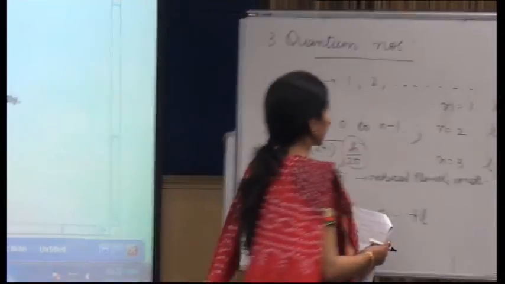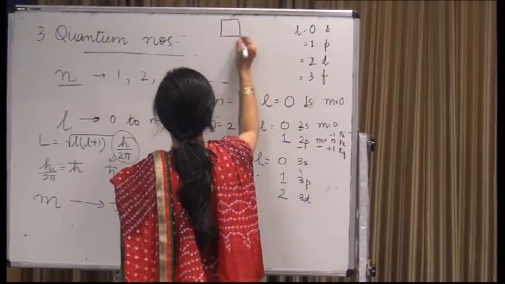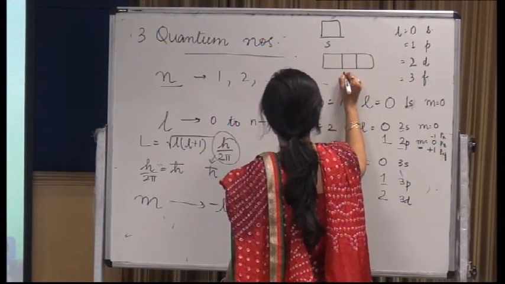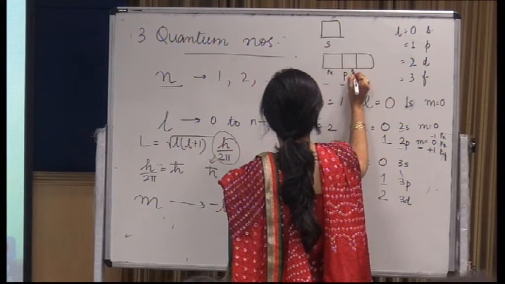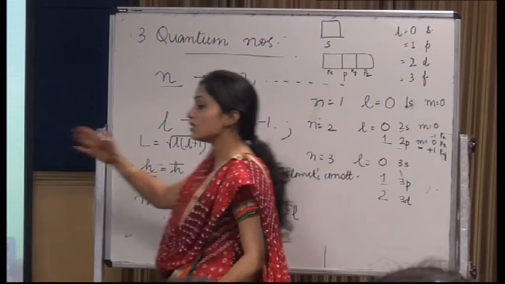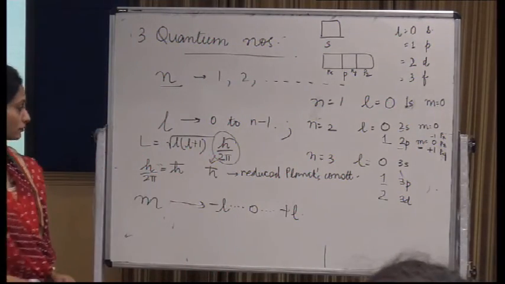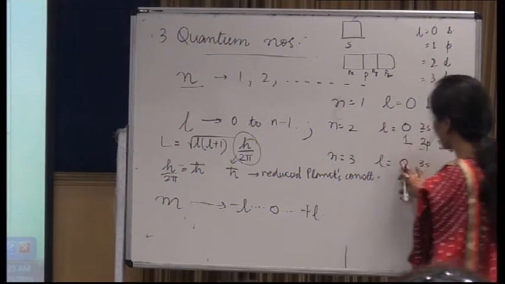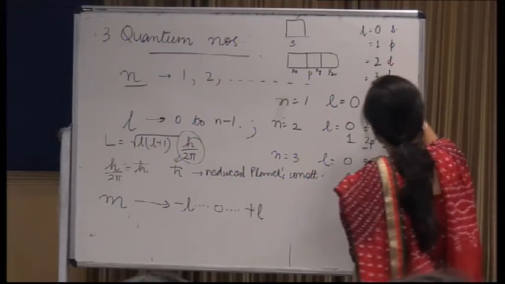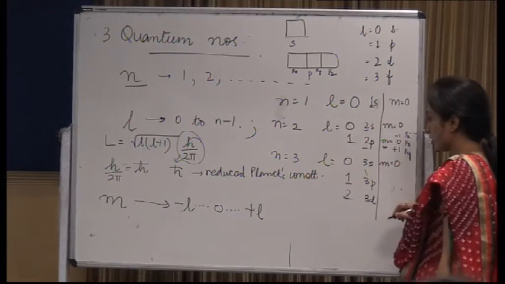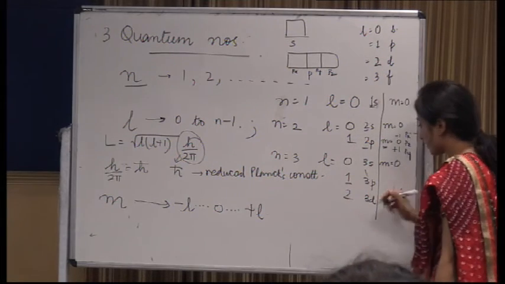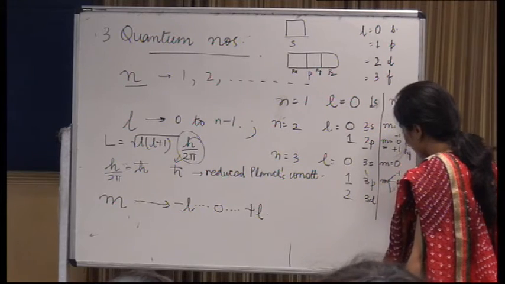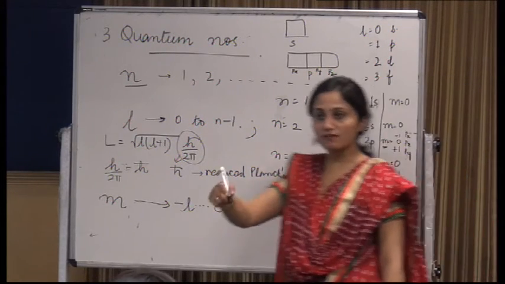That means if I talk about my S level, I will say that this is my S. If I talk about my P, it now has 3 divisions, so it will be Px, Py and Pz, and all 3 of them will have the same energy. Then again you can find it out. When n is equal to 3, L is equal to 0. So what will be the value of m? Tell me. 0. So that means 3s has no subdivisions. Then for p, m will be again minus 1, 0 and plus 1, so we have 3px, 3py and 3pz.